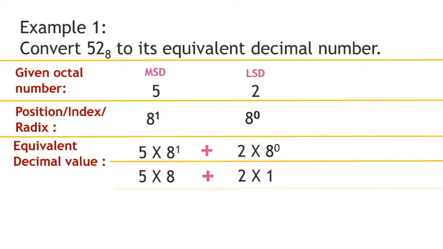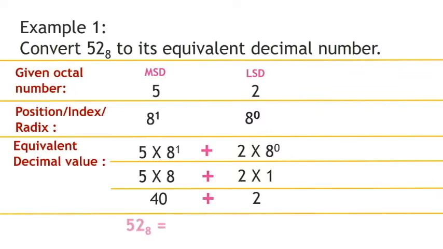So let's find the result. 2 into 1 is 2. 5 into 8 is 40. So we get 52 in octal is equivalent to 40 plus 2, that is 42 in decimal. Let's take another example.